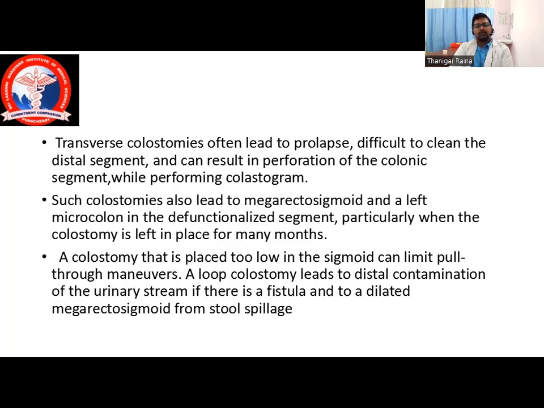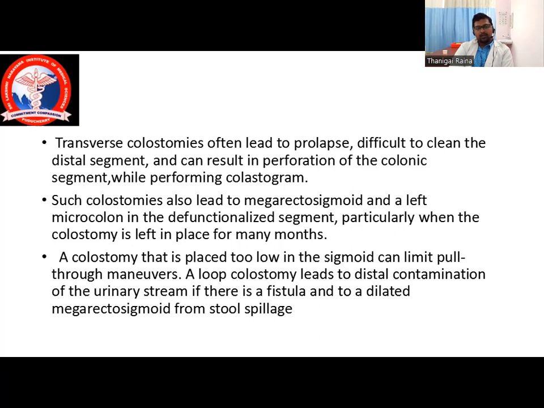Transverse colostomies often lead to prolapse, so it is difficult to clean the distal segment, and they can result in perforation of the colonic segment while performing a colostogram. Such colostomies also lead to megarectosigmoid and a small microcolon in the defunctionalized segment, particularly when the colostomy is left in place for many months.